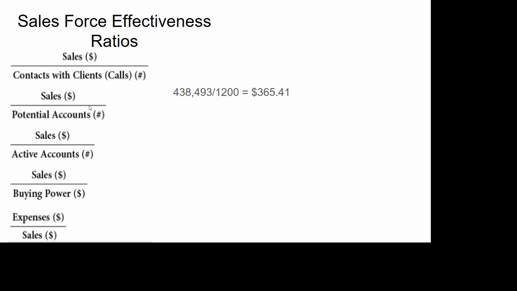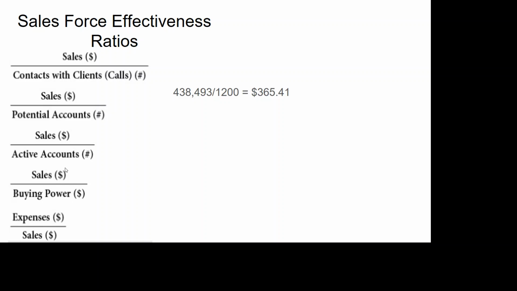You can assume, again, depending on how you define it, that contacts with clients and potential accounts you could kind of see as potentially the same thing. There will be no question that makes you distinguish between those two.